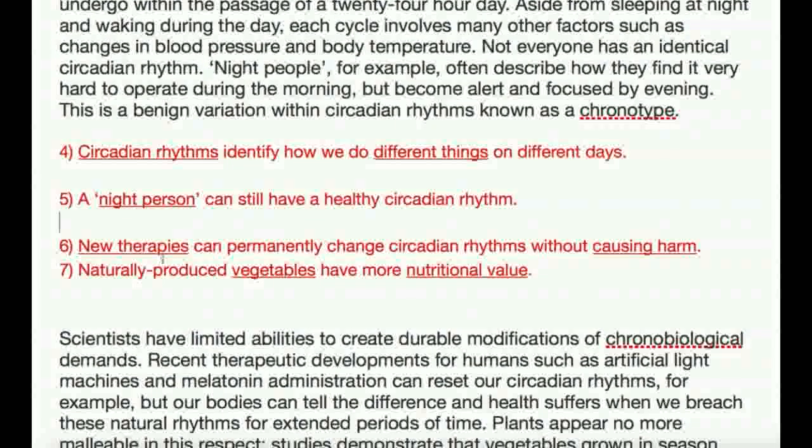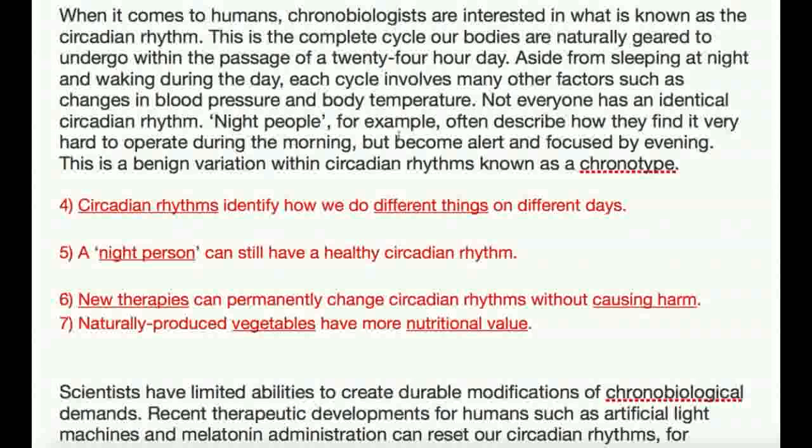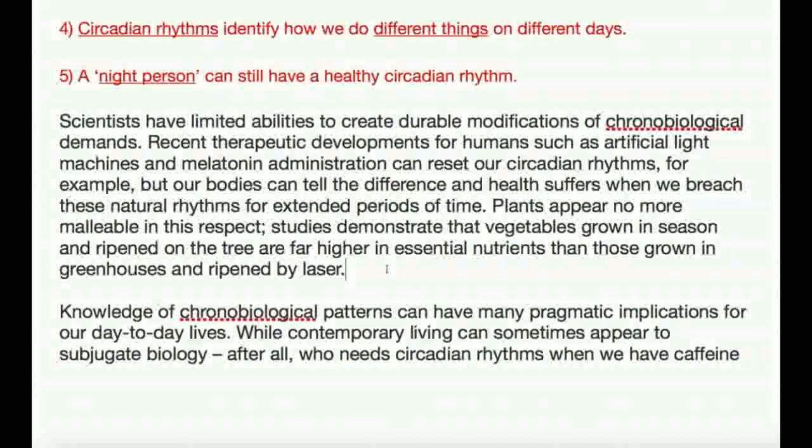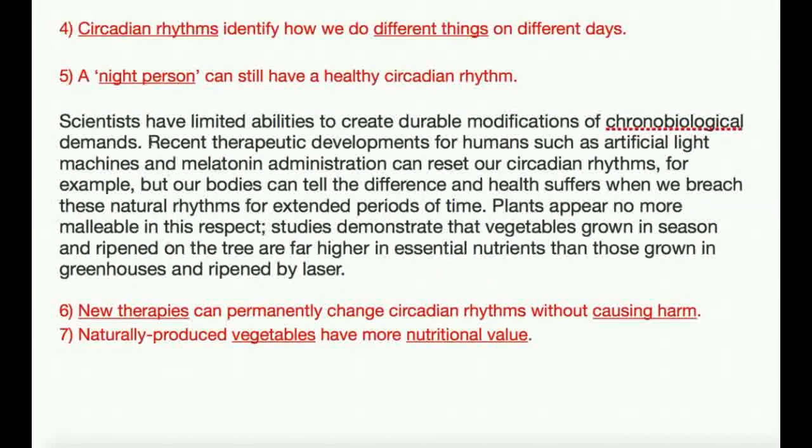Next, we're looking for new therapies can permanently damage. So if we go down, there's nothing about new therapies here. So we'll copy and paste that and look at the next paragraph. So new therapies. Scientists have limited ability to create durable modifications. Recent therapeutic developments for humans. So new therapies, therapeutic developments, recent. So that means the same thing. We talk about causing harm. So if we go through, it talks here about health suffering. So that looks like where that one is.